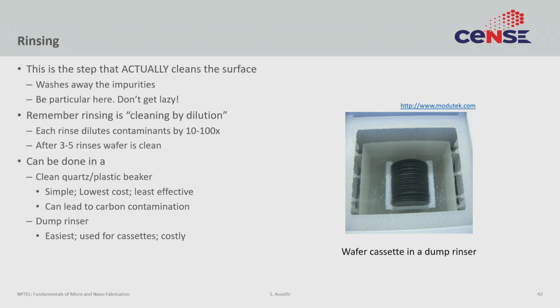Be very particular. If the recipe says rinse 3 times, rinse 3 times. If the recipe says rinse 5 times, rinse 5 times. The way the rinsing works is just cleaning by dilution. So every time you rinse, you are probably reducing the contamination level inside the liquid by 10x or so. So 5 times or 6 times rinsing is trying to reduce the contamination by 5 to 6 orders of magnitude. There are certain automatic dump rinsers that you can use if you have several wafers. They are a little more expensive but available. If you have small pieces or single wafers, you can do this in a beaker itself. Okay.